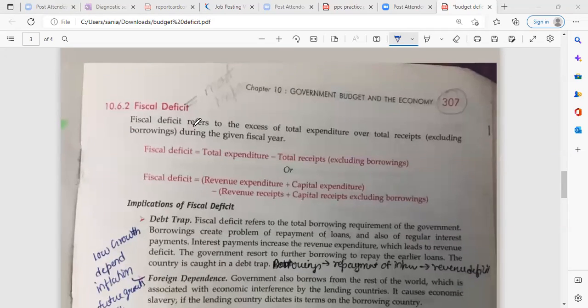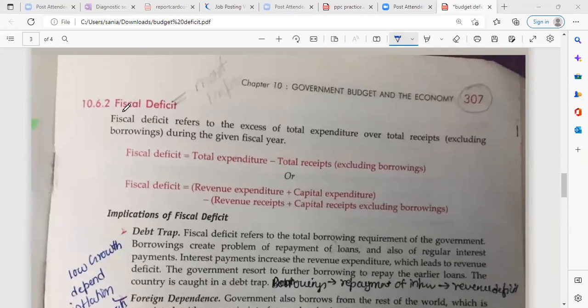Okay. Now, students, basically we are moving to fiscal deficit. So, what you will be writing for fiscal deficit, the definition will be that the difference between total expenditure and total receipts, excluding borrowing, is known as fiscal deficit. Okay. So, everyone will be writing this. Then I'll be explaining these two formulas. Actually, the formula is this, but just to give a recap, write the definition: the difference between total expenditure and total receipt, and then write excluding borrowing is known as fiscal deficit.